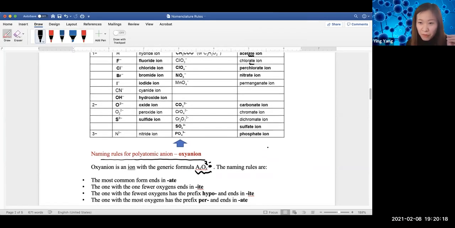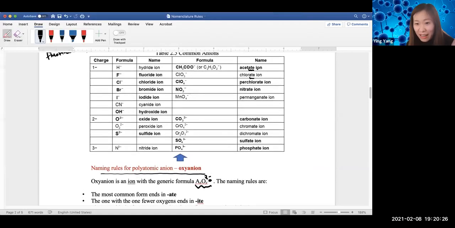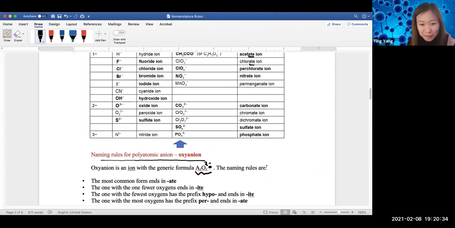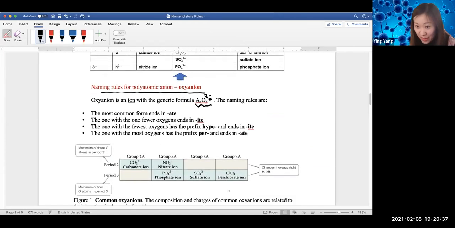So that is the most common form. Then you may ask, how can I tell which is the most common form? Well, the ones that are given here that end with ATE are the common ones that you need to know. It's also given in this table over here, taken from where they are in the periodic table. So you have carbon in group 4A, period 2, and CO3 2 minus, carbonate ion. This is a very common form. Nitrate ion is a common form, and phosphate, sulfate, and perchlorate.